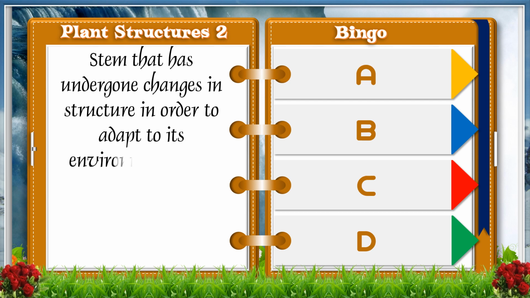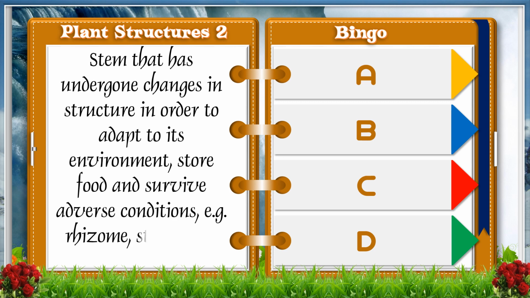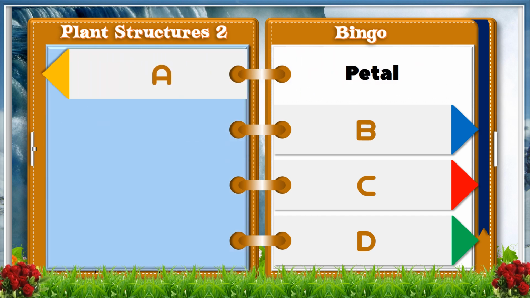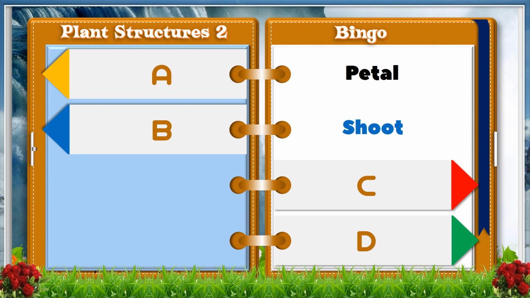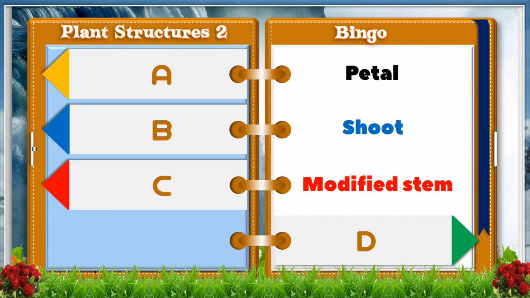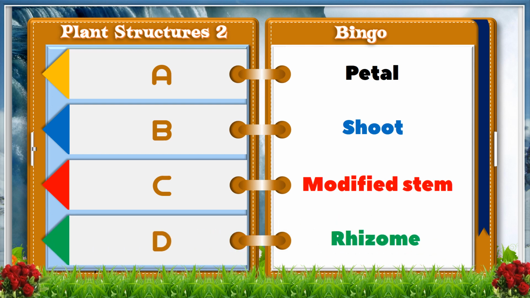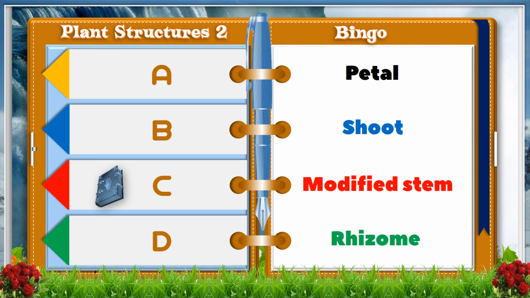Stem that has undergone changes in structure in order to adapt to its environment, store food and survive adverse conditions. For example, rhizome, stem tuber in potatoes, etc. A. Petal. B. Shoot. C. Modified stem. D. Rhizome. And the answer is C. Modified stem.